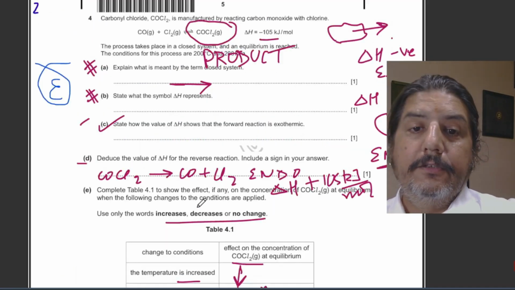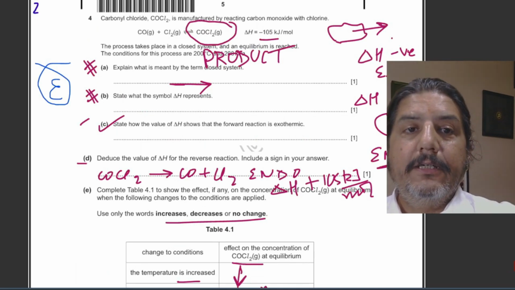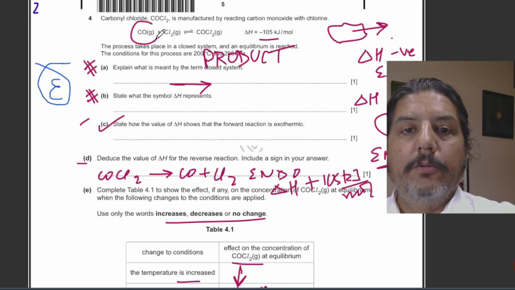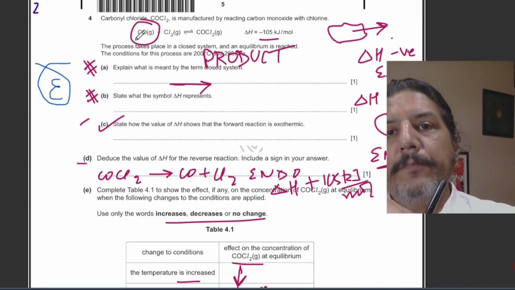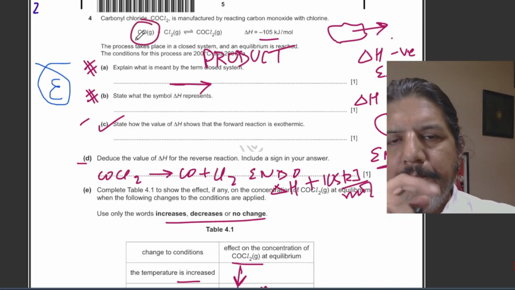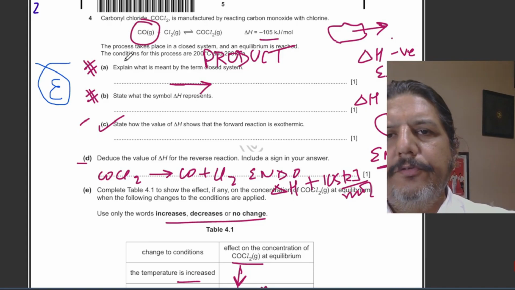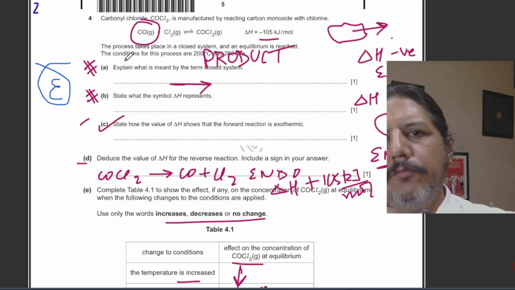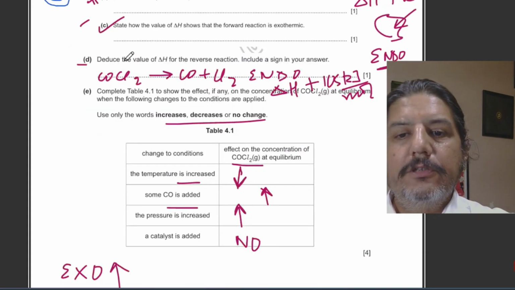Some CO is added. Now, that is what I was saying, that you need to have a closed system. So for example, in this case, if you add CO, you are increasing the concentration. Now, as per Le Chatelier, if you are increasing the concentration of CO, the system will move in a direction where the concentration of CO should decrease. That can only happen when you move in the forward direction. Consequently, the concentration of COCl2 will increase.